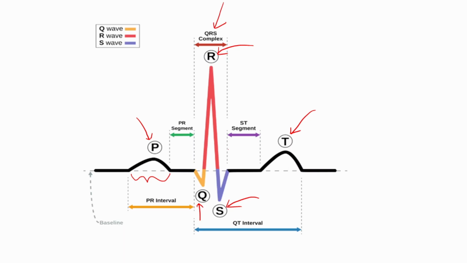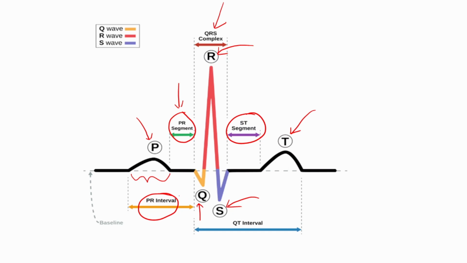Now we can discuss the intervals and segments. First comes the PR segment. This PR segment measures the conduction delay at the atrioventricular node. The ST segment is a flat baseline where ventricles finish contracting. The PR interval is the time from atrial depolarization to ventricular depolarization.